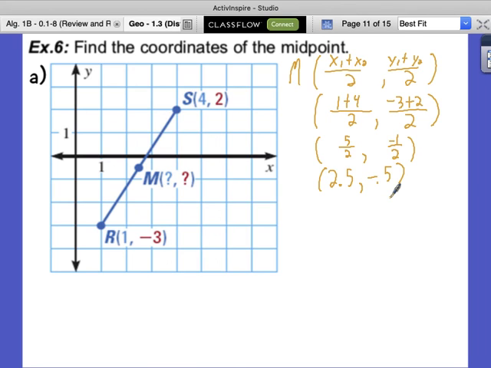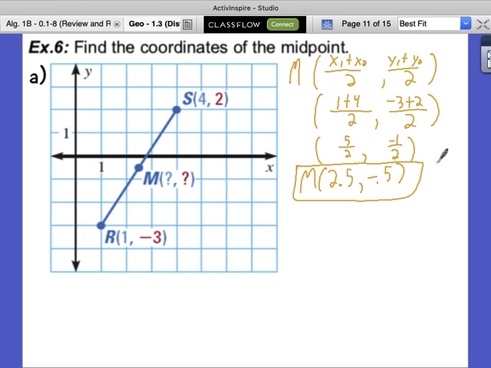Now, if we were to look at our graph here, does this look accurate? Yeah. 2.5 comma negative 0.5, excuse me. Yeah. So this would be our midpoint M. Our midpoint M is at 2.5 comma negative 0.5.